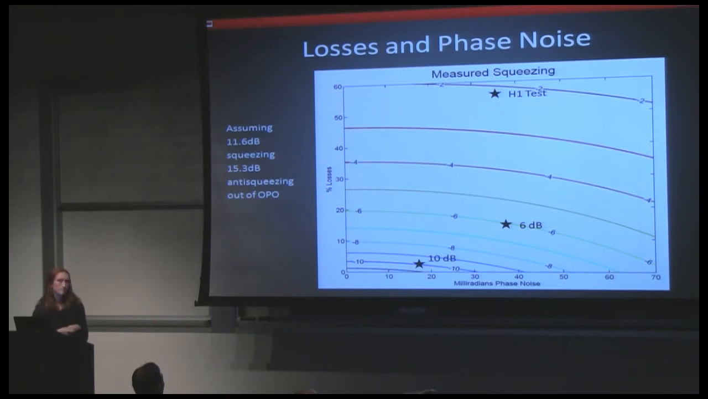So if you want to measure, say, 6 dB of squeezing for Advanced LIGO, you could accept the same level of phase noise, but would just have to work to get the losses down below 20%. But if you want to measure, say, 10 dB or maybe even more, you have to worry about both. You have to really reduce the losses, and you have to reduce the phase noise.